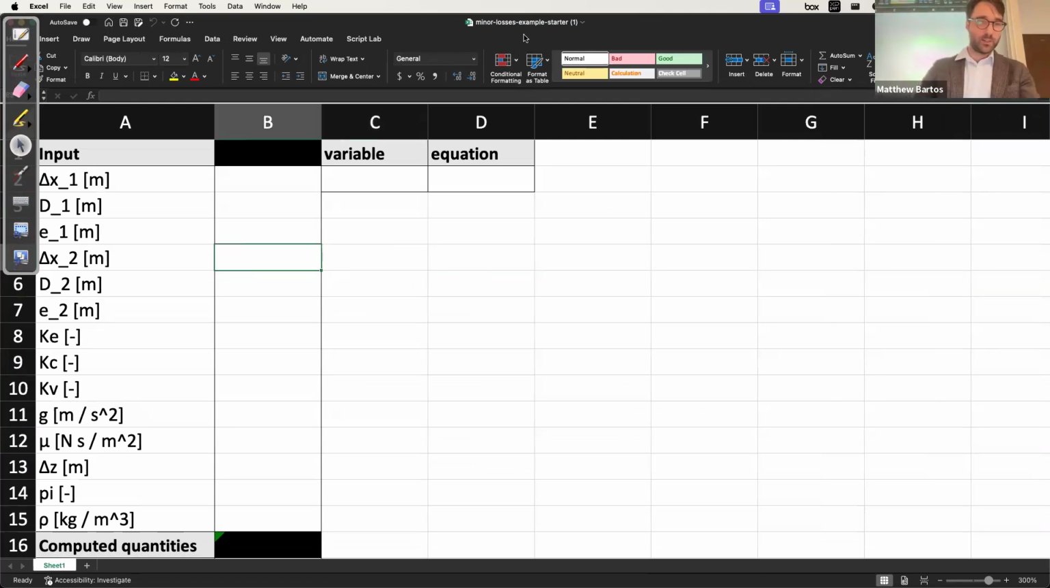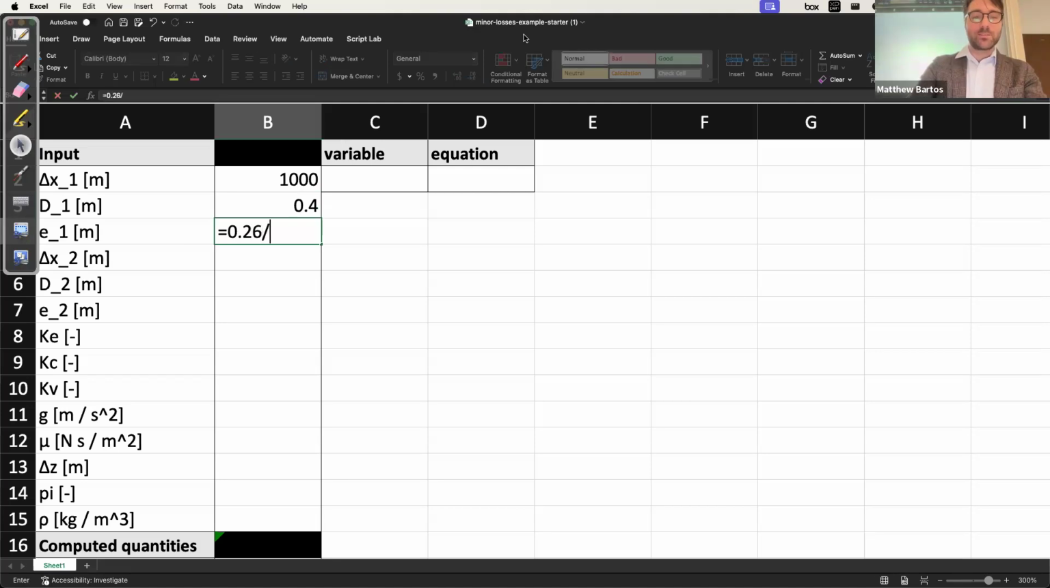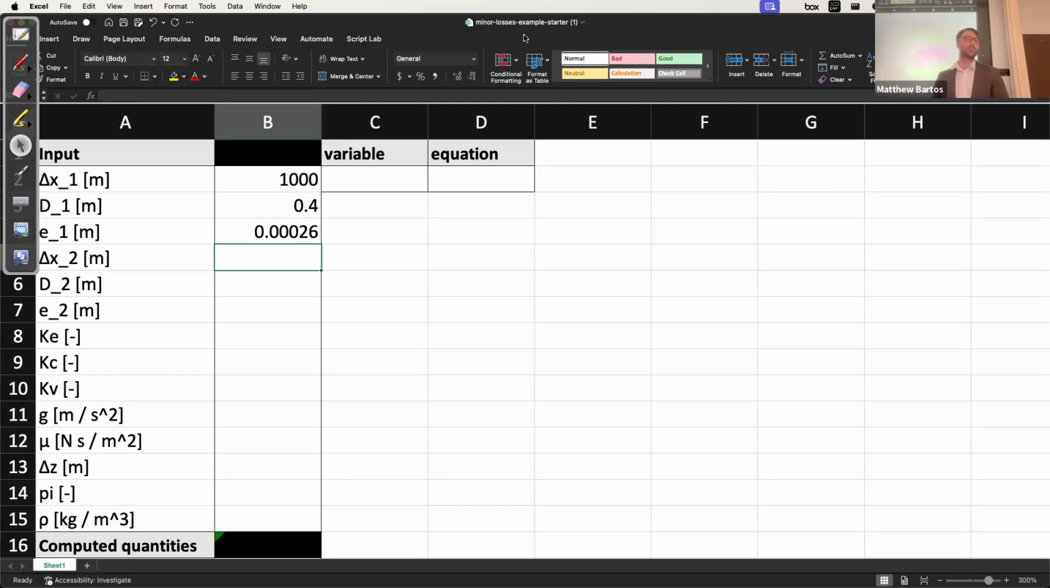I've set up these parameter values for you for convenience. For the length of pipe 1, we have 1,000 meters. For the diameter of pipe 1, we have 40 centimeters, which is 0.4 meters. For the roughness height, has anyone looked this up yet for cast iron? I believe it's 0.26 divided by 1,000. So 0.26 millimeters, yes.